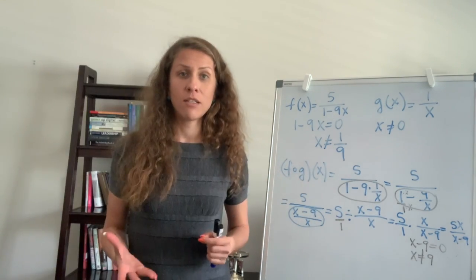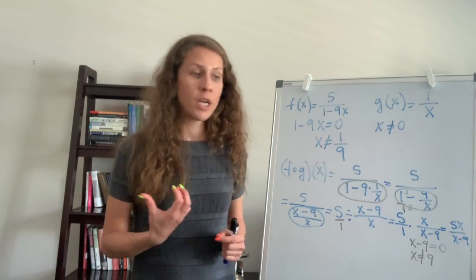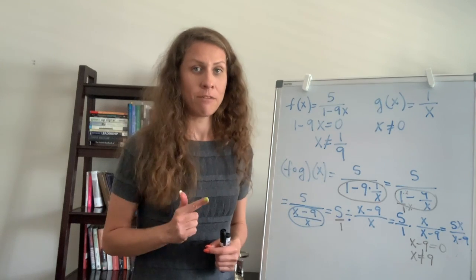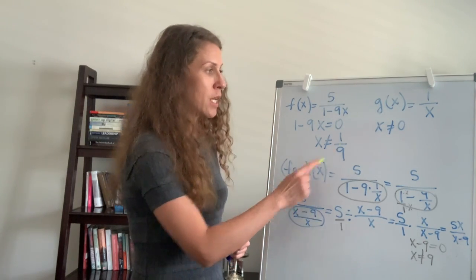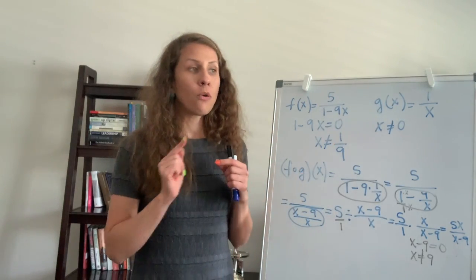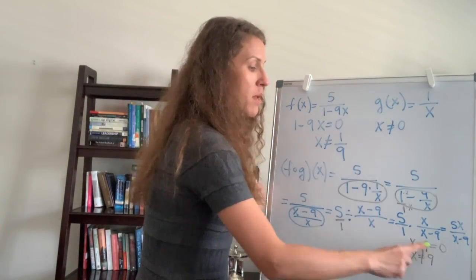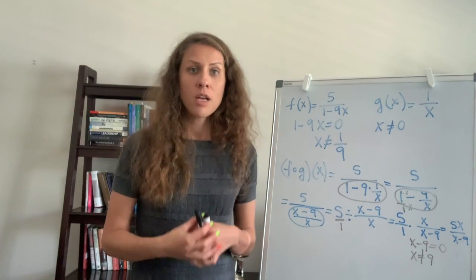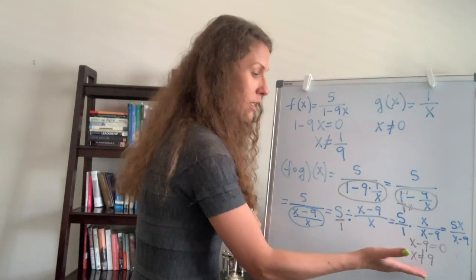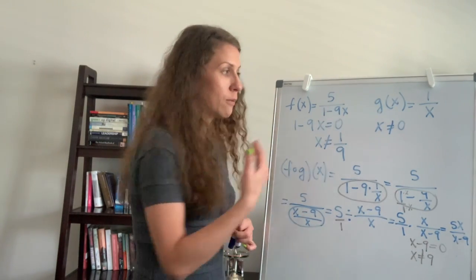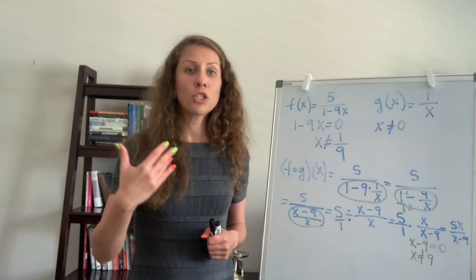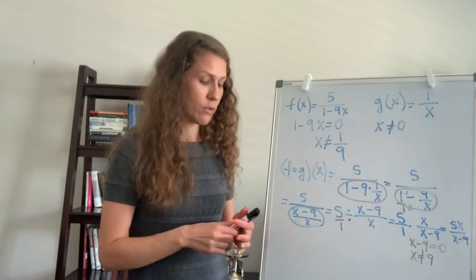And to finalize the domain of the composition, I need to put this domain together with the domain of the second function in composition, which was g. Now remember, the domain of g was x is not equal to 0. So this and this domain have to be placed together, which means x cannot be equal to 9 and x cannot be equal to 0. And here's how you would write it in interval notation, excluding both of those numbers from the domain.